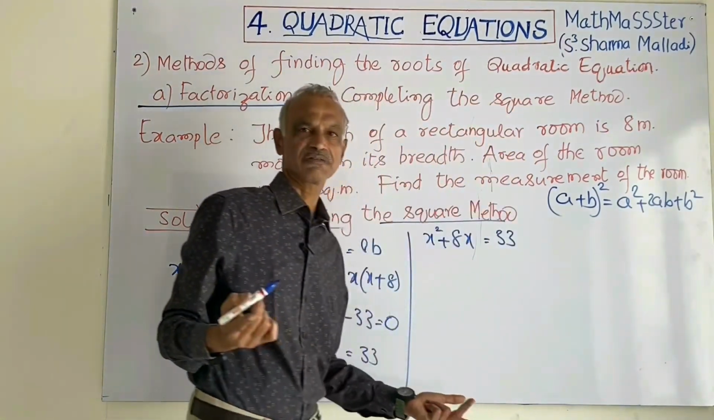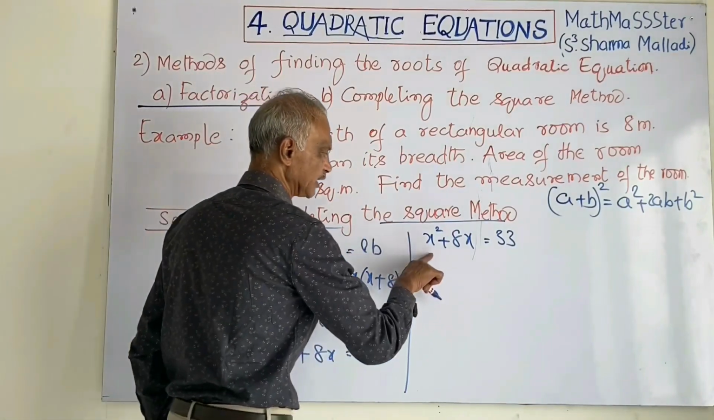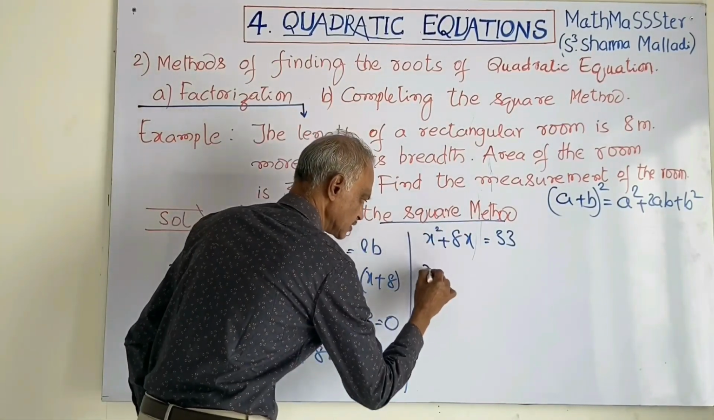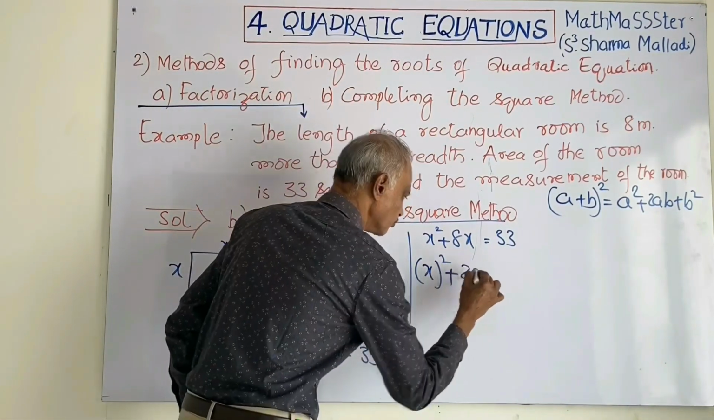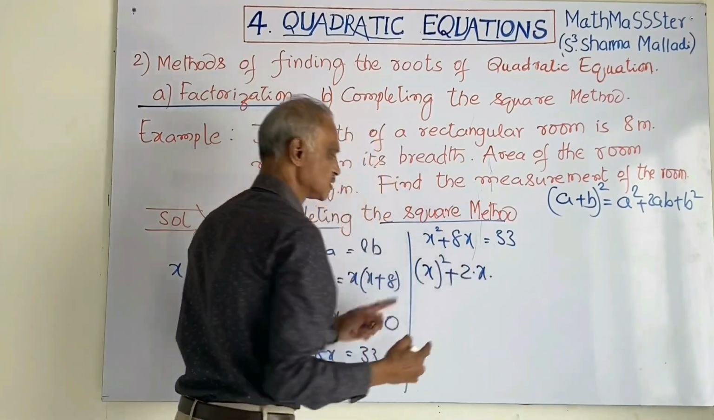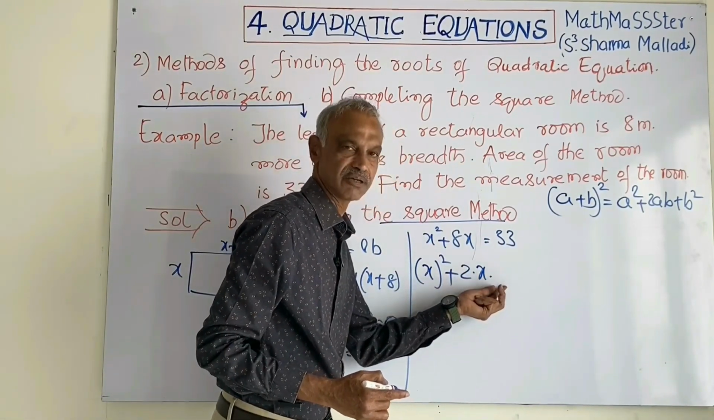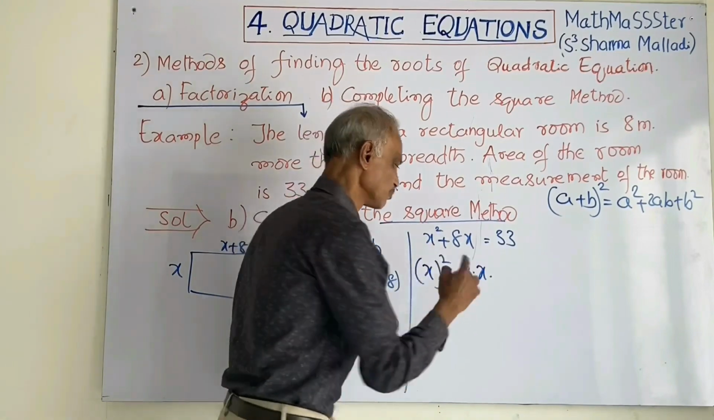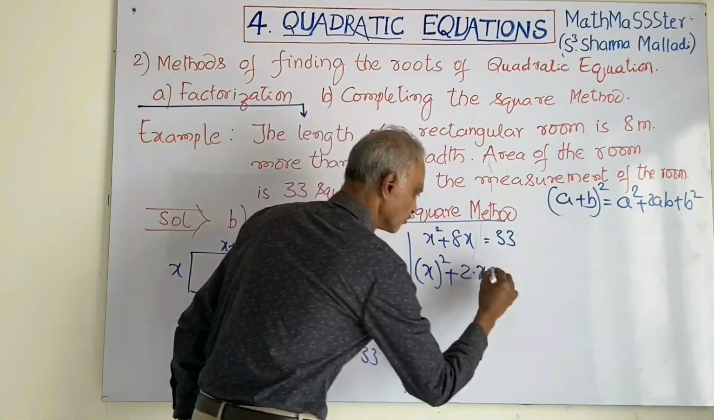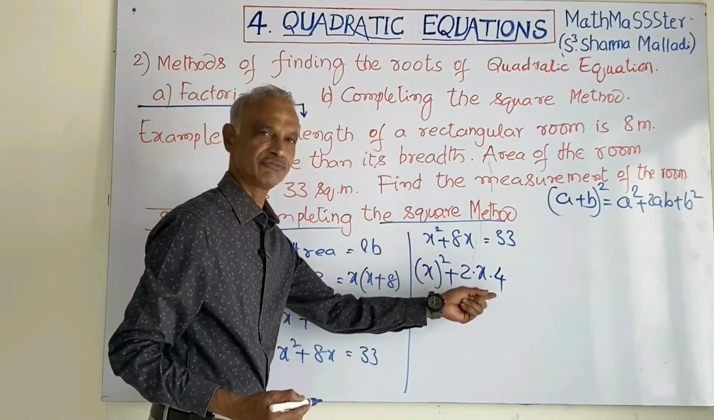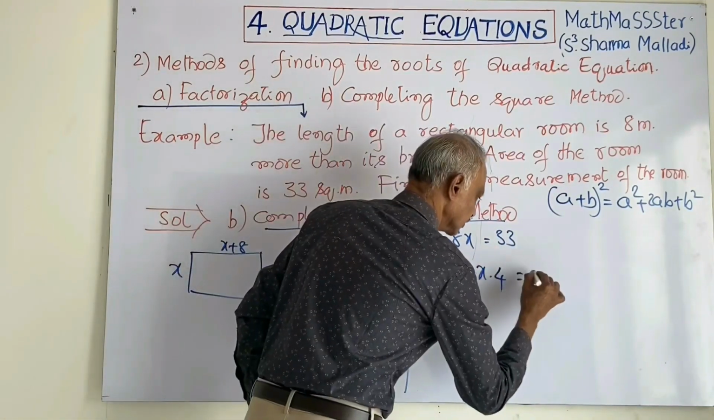Here it is better to write a square plus 2ab plus b square. You have to make it like that. A square means x whole square, plus 2ab. What is a here? x. What is b? You have to multiply it with one number so that we should get 8x. By which number we have to multiply? 4. See, 8x by 2x, you will get 4. So 2 into 4 into x, you will get 8x is equal to 33.